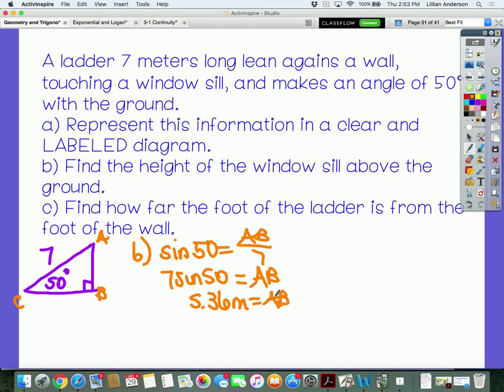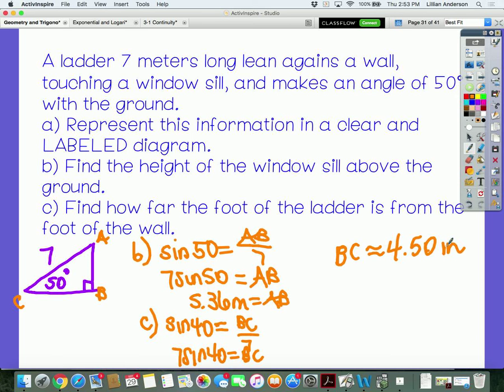Yes. Awesome. Okay, then part C is asking you to find how far is the foot of the ladder from the wall, which means you're looking for the bottom piece. Somebody different. I did sine 40 equals, well, I labeled mine different. I got BC over 7. Multiply 7 times sine 40, and you'll get 4.499, so I just put 4.50. You guys get that? Yes. Make sure you put that extra 0. Okay, that's what I was asking. Questions there?